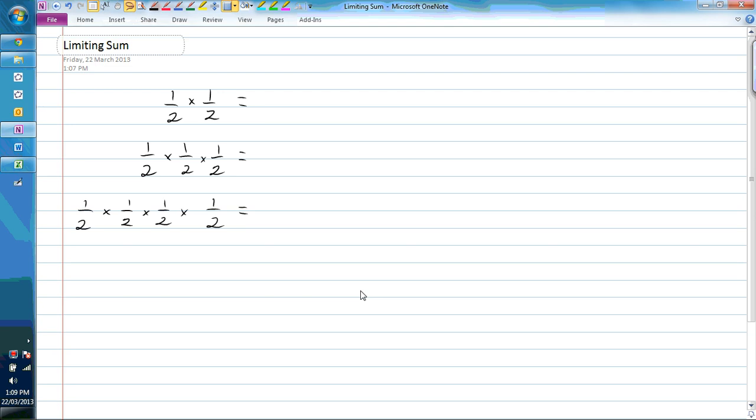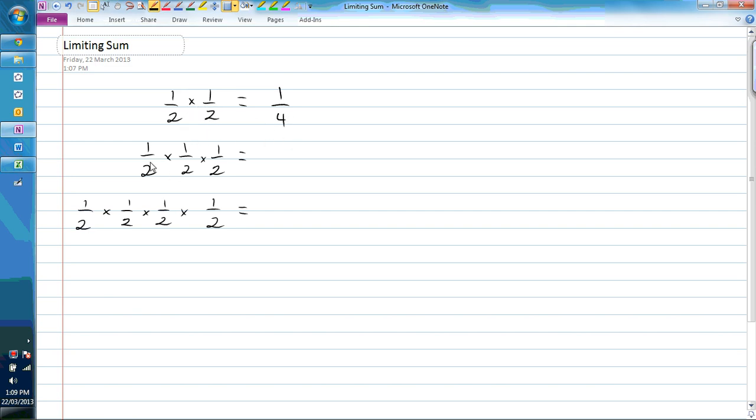Before we move on to deriving the formula for the limiting sum, I want us to just think about what happens when I multiply small numbers together. Here I've taken just about the simplest small number there is, which is a half. What happens when I multiply a half times a half? Well, the answer to that is I get 1/4. And comparing this to what I started with, a quarter is less than what a half is.